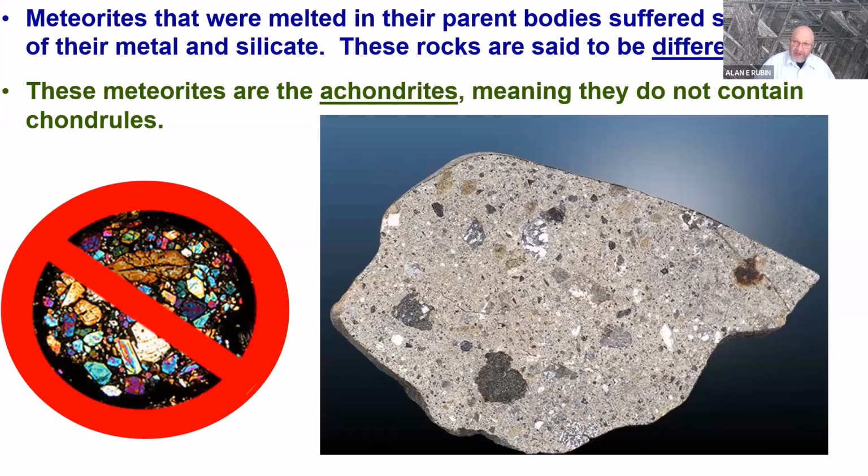Meteorites that were melted in their parent bodies suffered separation of their metal and silicate. Metal sinks to the center, silicate floats to the top. And these rocks are said to be differentiated because there are different layers in such a body. The stony meteorites that are differentiated are the achondrites, which means they do not contain chondrules. We have an example of a no chondrule sign over here at the left, and a differentiated stony meteorite here at the bottom right.